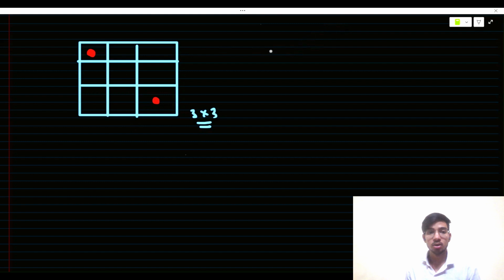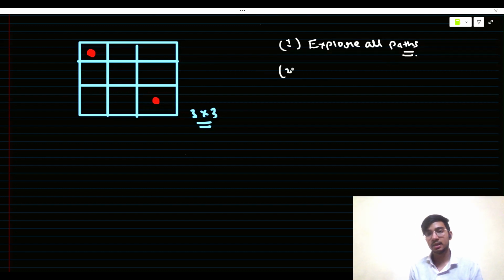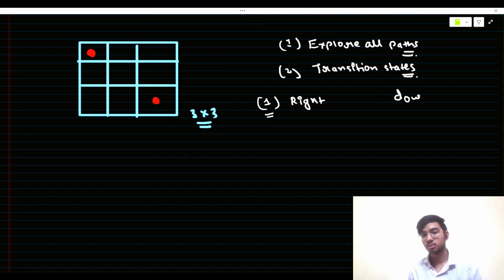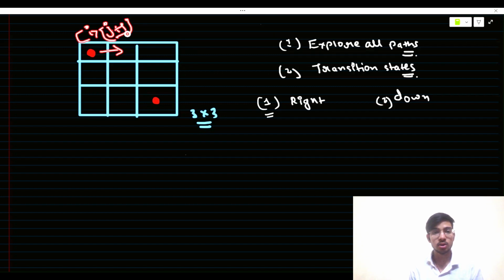So first thing, we have to explore all paths. Second thing, we have to write the transition states. So what can be the transition? We can move to the right, we can move to the down. For right, you move to j plus 1; the row remains the same. For down, the j remains the same and you move to the next row. This is the move that you can do.